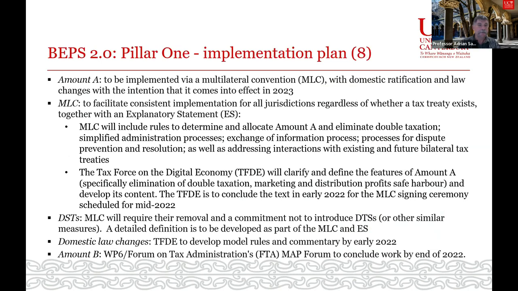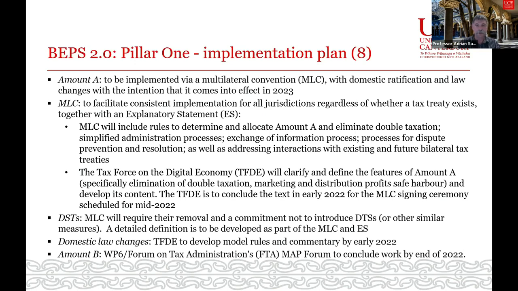Okay, so this is how the OECD and Global Forum propose to implement, first of all, Pillar 1 and then Pillar 2. So in terms of the amount A, this is to be implemented via a multilateral convention, very similar in concept to the multilateral instrument under BEPS 1, with domestic ratification in each jurisdiction and law changes, with the intention that all of this comes into effect in 2023.